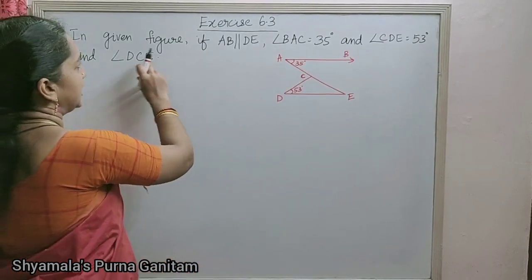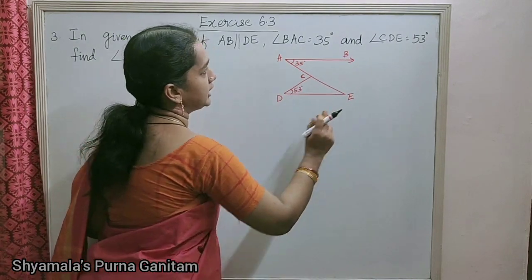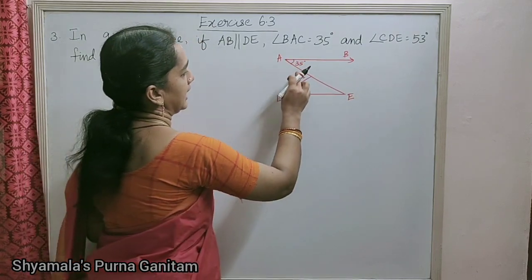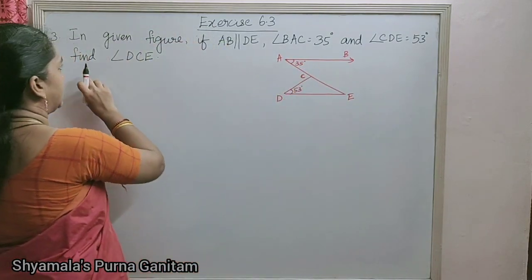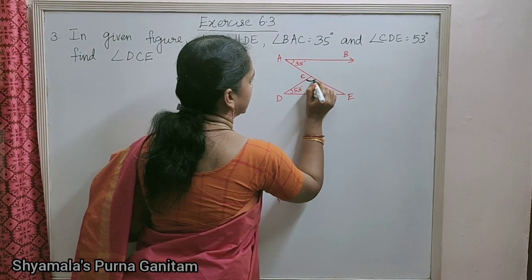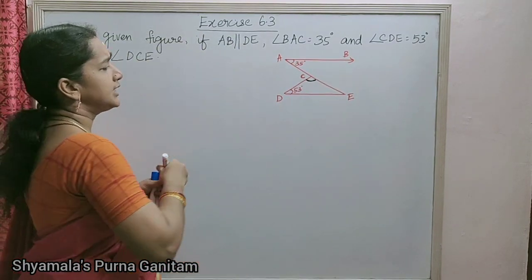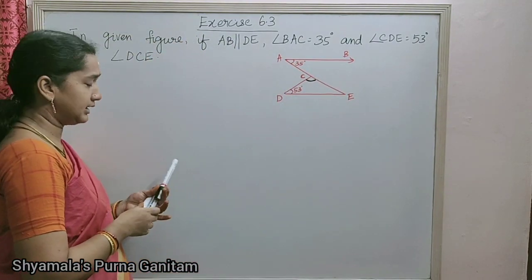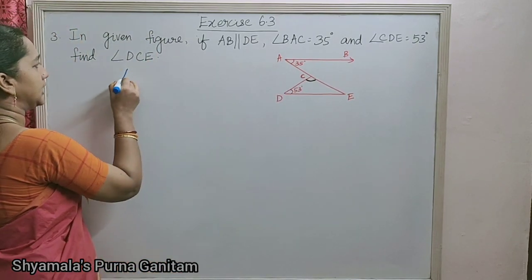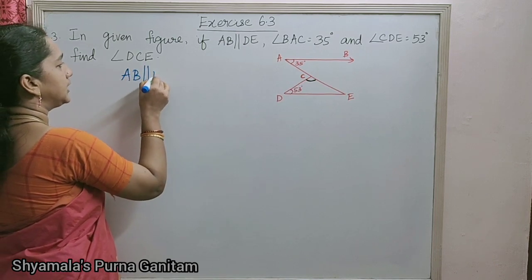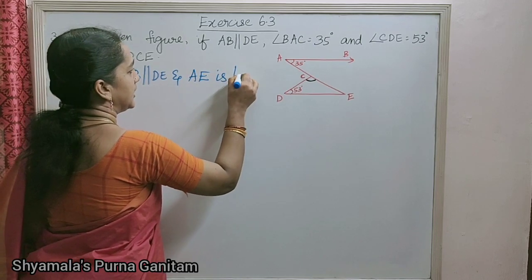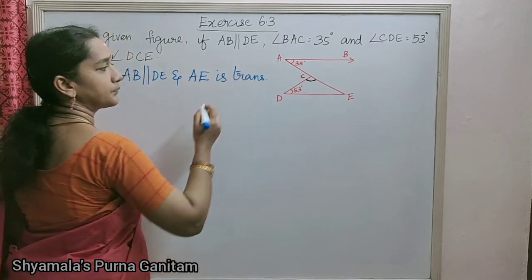Third sum. In the given figure, if AB is parallel to DE, angle BAC is 35 degrees and angle CDE is 53 degrees, find angle DCE. So you are asked to find this angle. This sum is very simple. Okay, so these are parallel lines. AB is parallel to DE and AE is transversal.